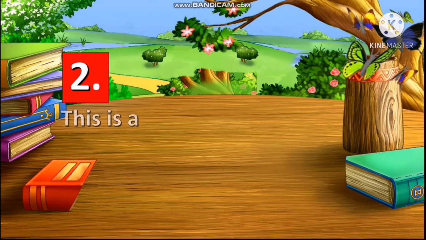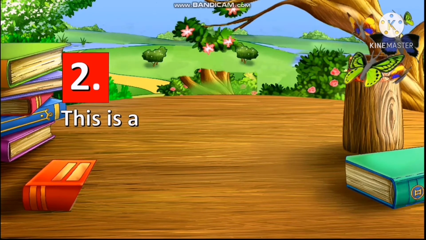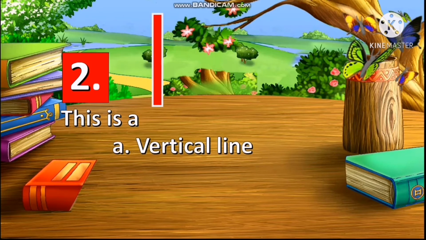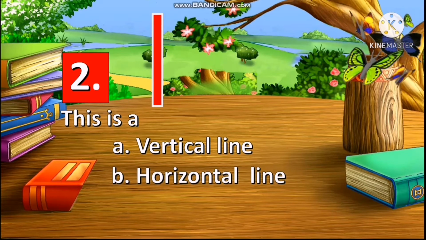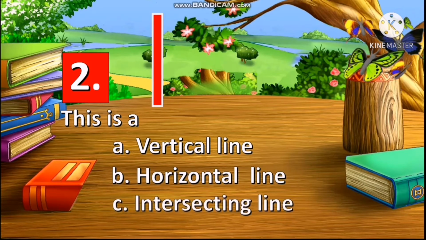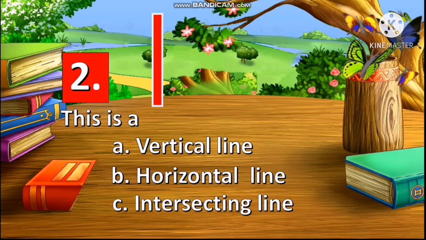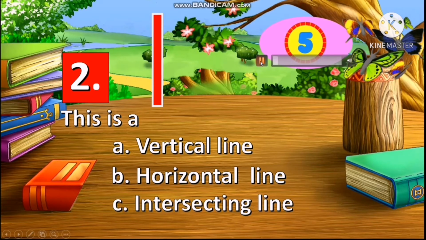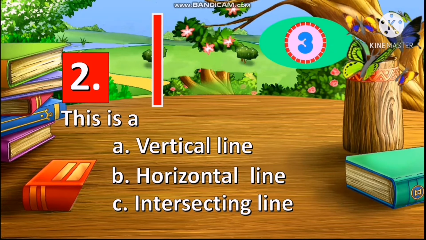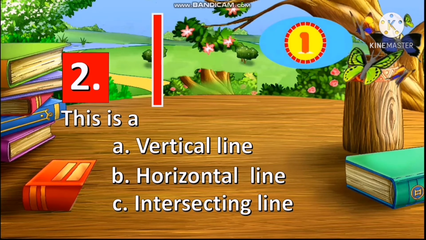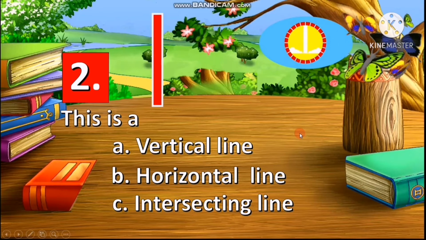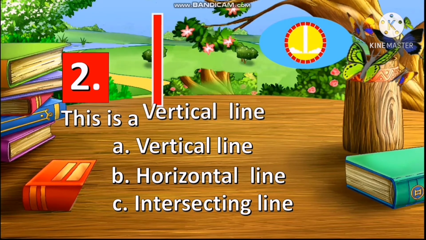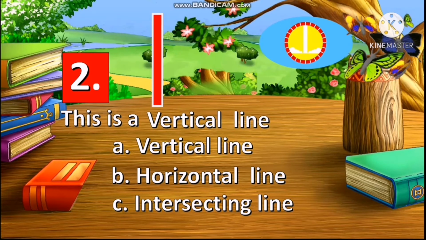Number 2. This is a: A, vertical line, B, horizontal line, C, intersecting line. Let's start the countdown. 5, 4, 3, 2, 1. And the correct answer is vertical line.